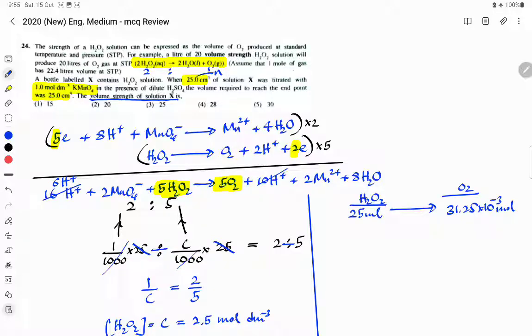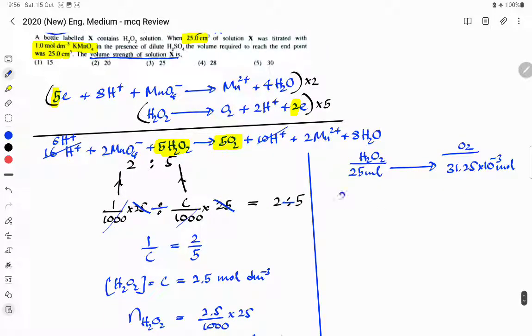Now we have to calculate the volume of oxygen. They have given 22.4 liters will be representing 1 mole of gas. Now we have 31.25 into 10 to the power minus 3 moles, so let's convert this into volume. So 25 milliliter of H2O2 solution will give 31.25 into 10 to the power minus 3 into 22.4 liters of oxygen. So this is our relationship.